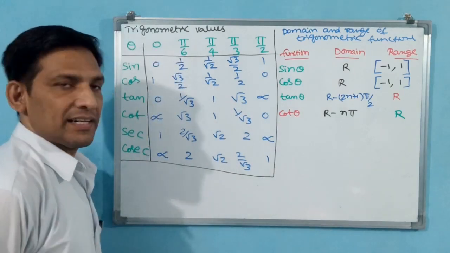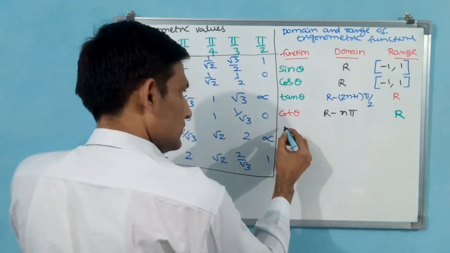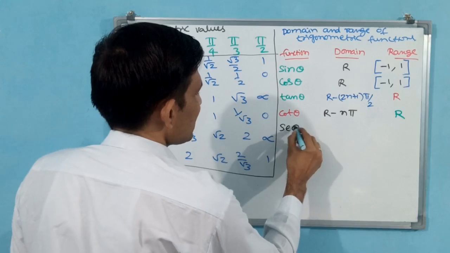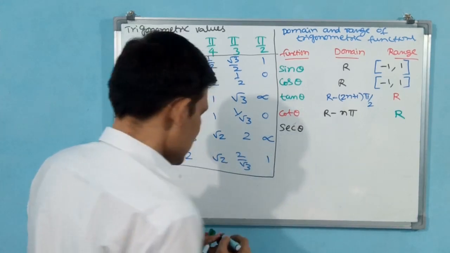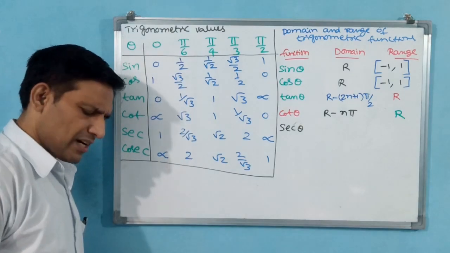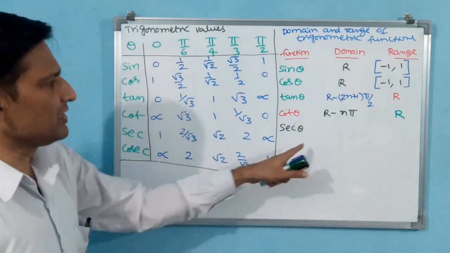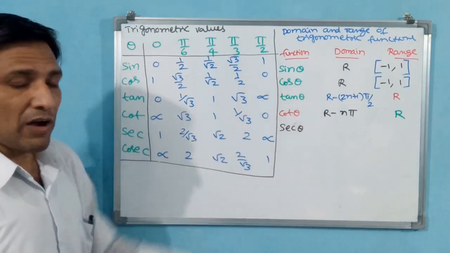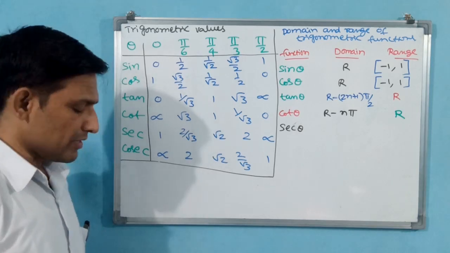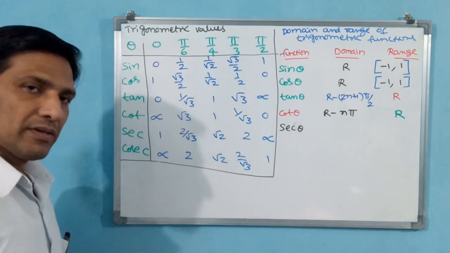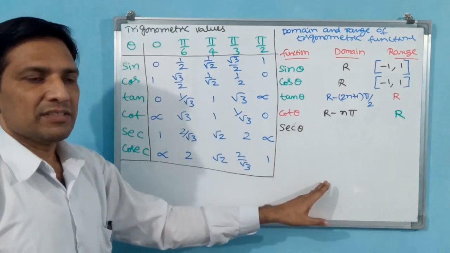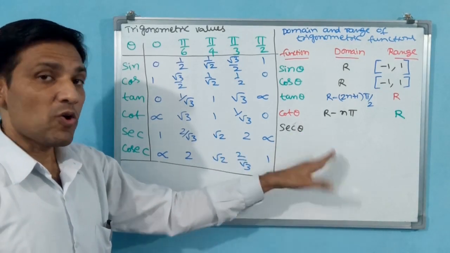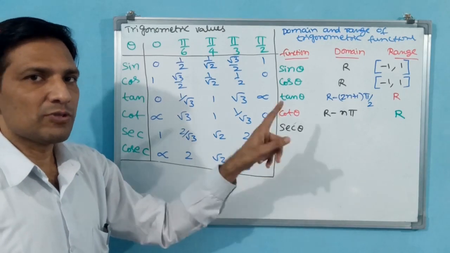Secant theta, sec theta. Secant theta also has a problem. Why? Because secant theta is 1 by cos theta. 1 by cos theta means cos theta should not become 0. You understand? Secant theta is 1 divided by cos theta, 1 over cos theta. Cos theta should not become 0.